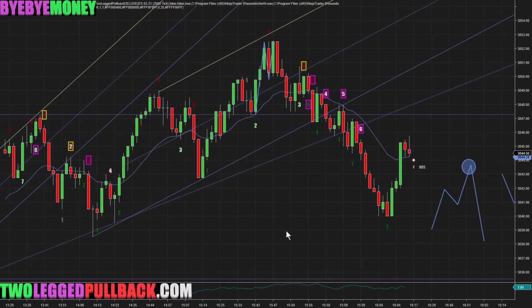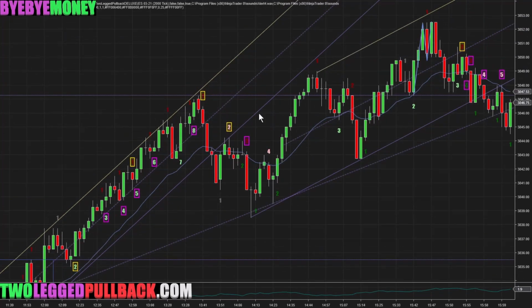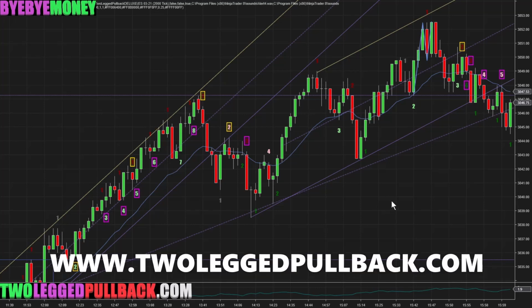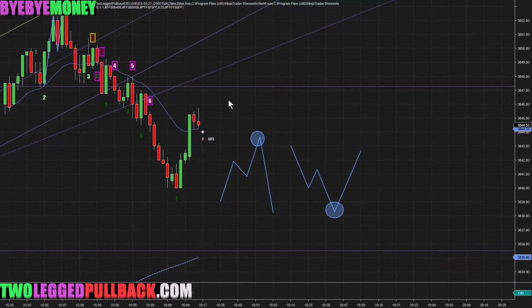Also, for those who have not seen these videos before, I have a bunch of numbers and boxes around here. This essentially is a script that we have to identify and count all legs and two-legged pullbacks and traps. If you'd like to know more information about the indicator, go ahead and check out www.twoleggedpullback.com. For this video, this is a live video, trading live with live commentary, not voiceovers, not doing a replay.